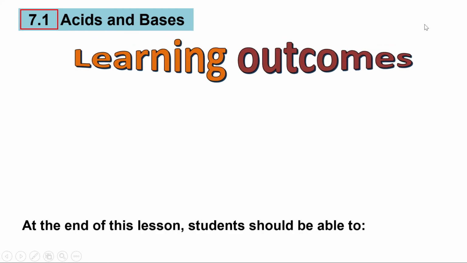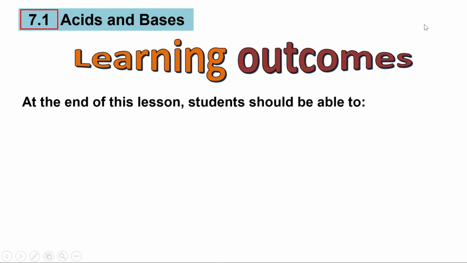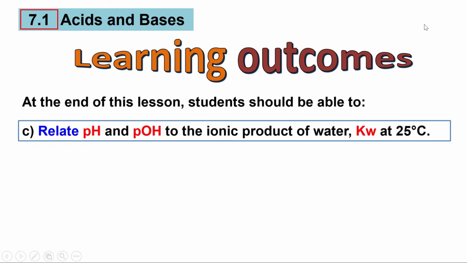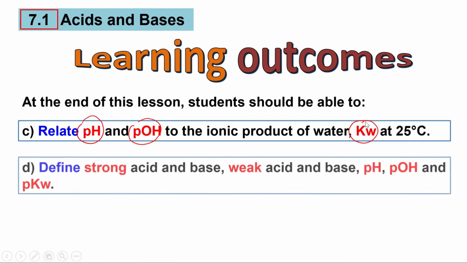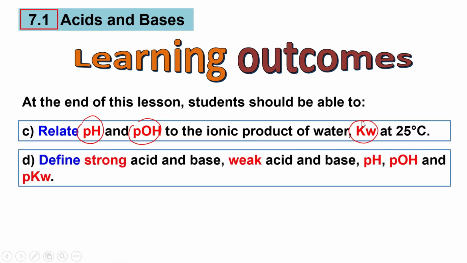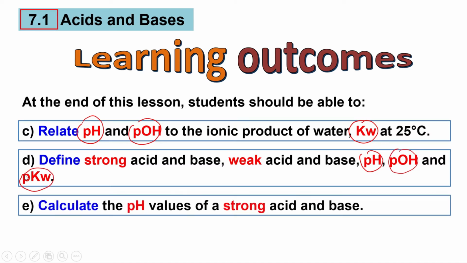So here are the learning outcomes. At the end of this lesson, students should be able to relate pH and pOH to the ionic product of water, Kw, at 25 degrees Celsius. And then we are going to define pH, pOH and pKw. Next, last one, we are going to do calculation on the pH values of a strong acid and base. Are you ready, guys? Let's go.